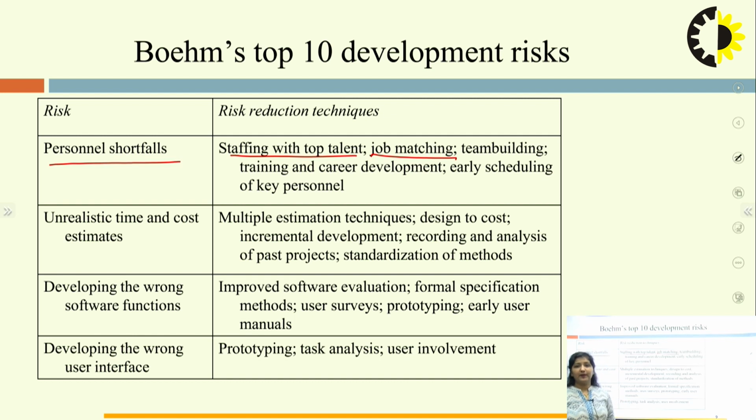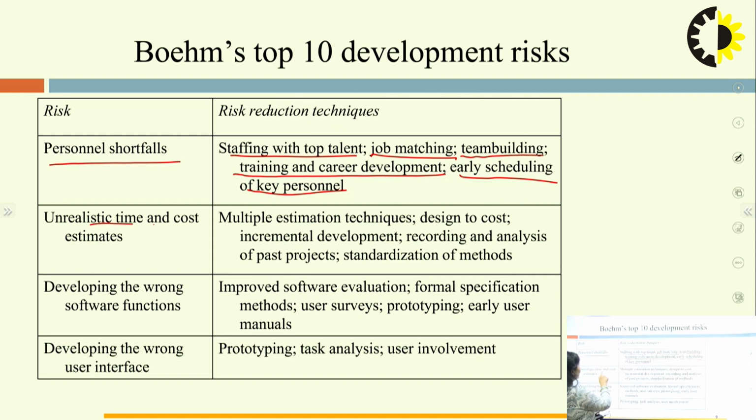Suppose I am developing a project in PHP. So the person that is going to develop that particular project should be a master in PHP. So that is job matching. Team building must be there. The persons included in the team, so there should be a project manager who can build the team very well. Training and career development, early scheduling of the key personnel. So these are the various factors through which personnel shortfalls can be overcome.